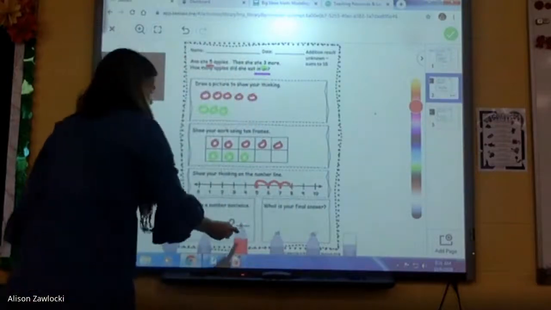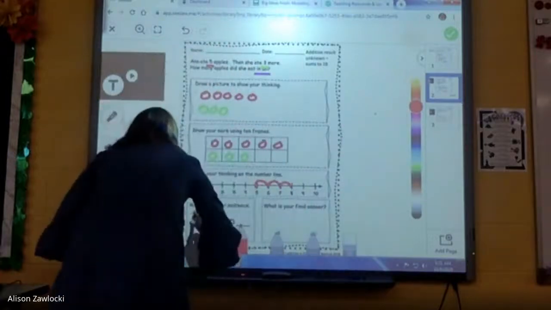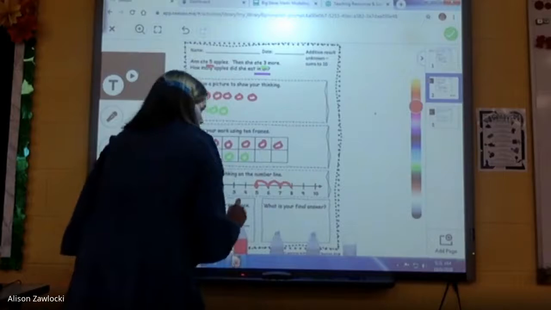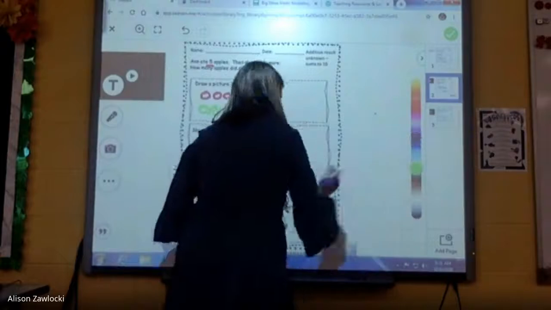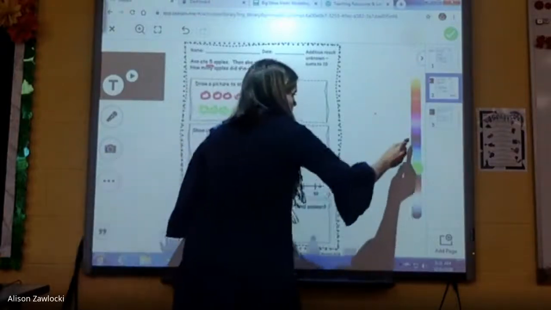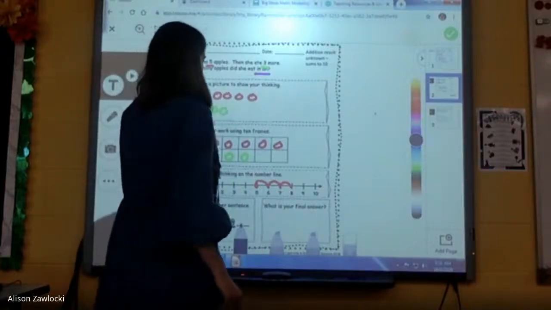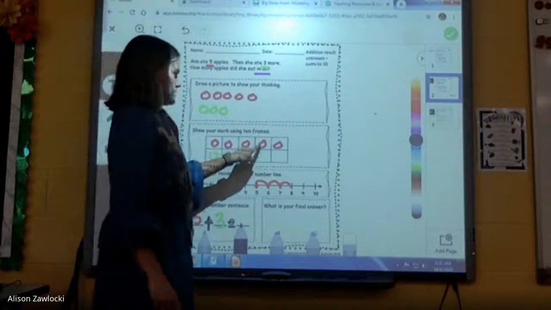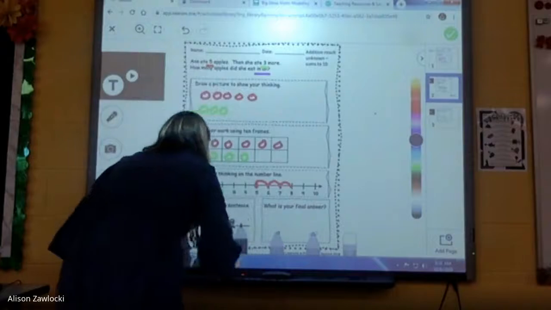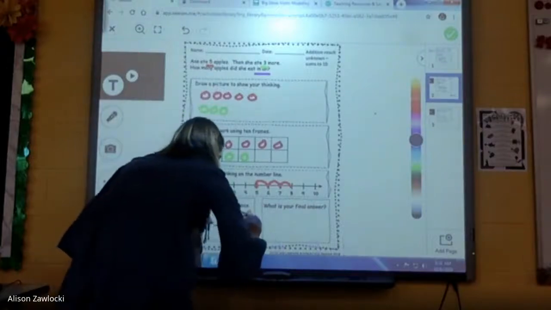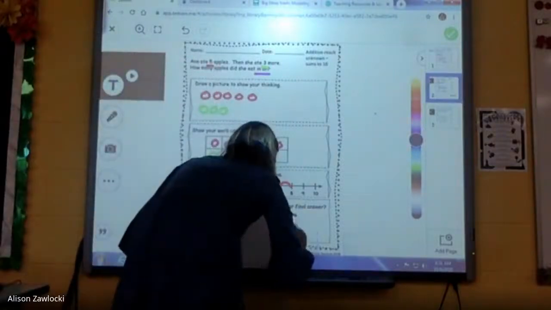So let's go ahead and write our number sentence. So we have 5 plus 3 equals, what does it equal? 1, 2, 3, 4, 5, 6, 7, 8. Let's count in our 10 frame. 1, 2, 3, 4, 5, 6, 7, 8. And we have, it ended at 8. So 5 plus 3 equals 8. And this is one of our fact fluency problems as well. Then you will write your final answer as well. You will write 8 here.